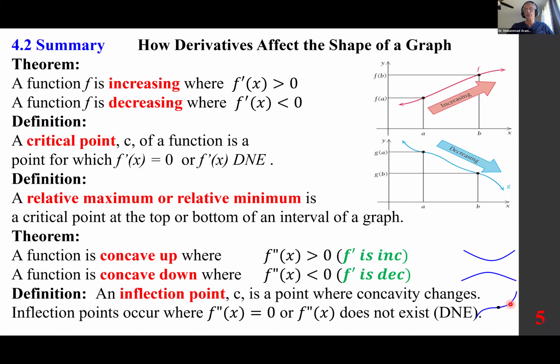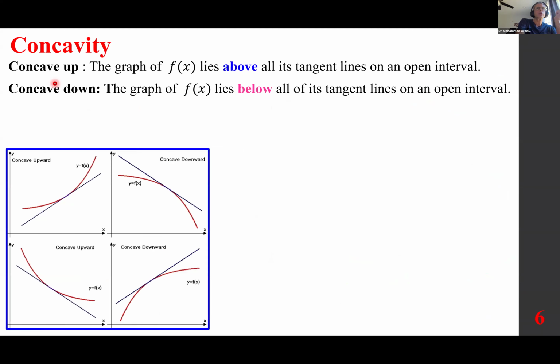Concave down, concave up. A point of inflection is where it changes from one form to the next. Now, as we continue with that concept, concave up means the graph of f of x lies above all its tangent lines on an open interval. Concave down, the graph of f of x lies below all of its tangent lines on an open interval. So if you look at this one, it's above the tangent line in these two cases, whereas in these two cases, the graph of the function is below the tangent lines.